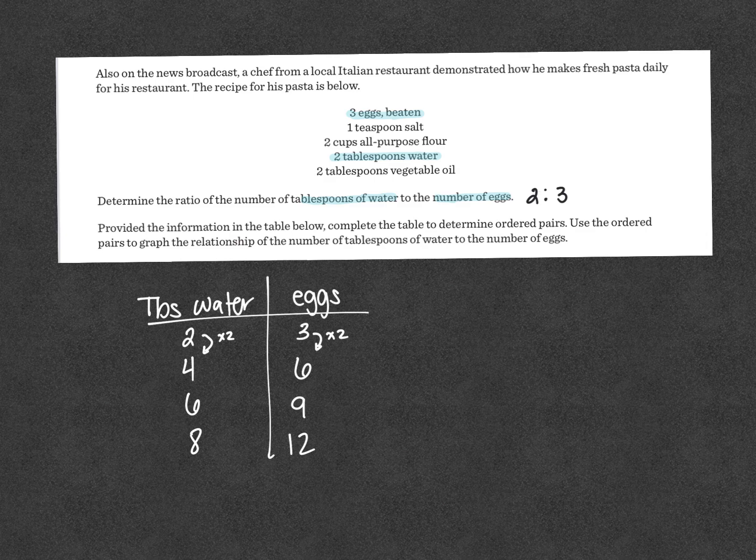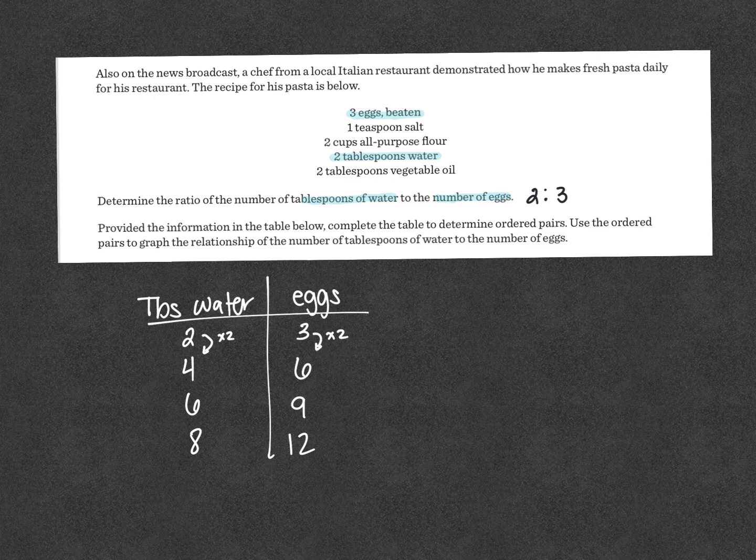Because I am multiplying by that same number, my original number, right? That's our original ratio. If I'm multiplying by the same number, these will be equivalent. Okay, so my 2 to 3 is equivalent to my 4 to 6, which is equivalent to my 6 to 9, which is equivalent to my 8 to 12.